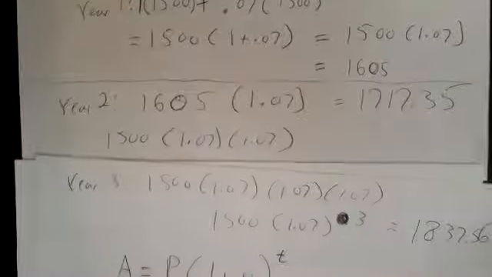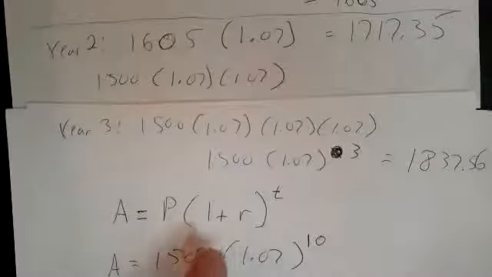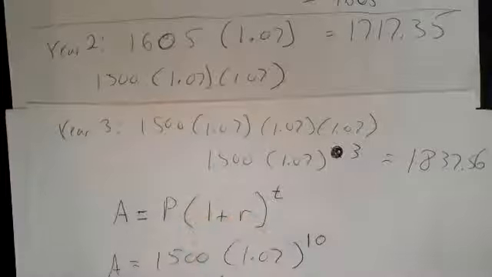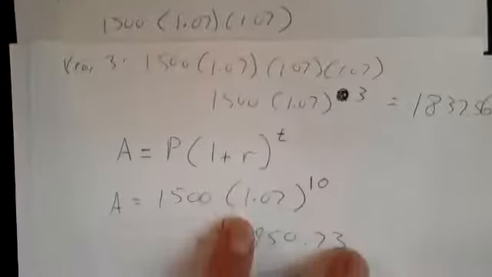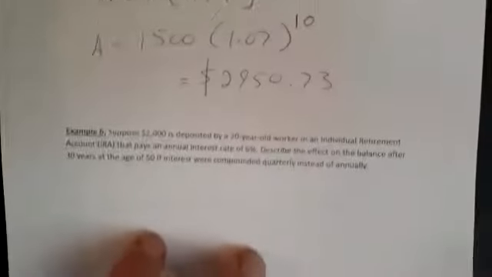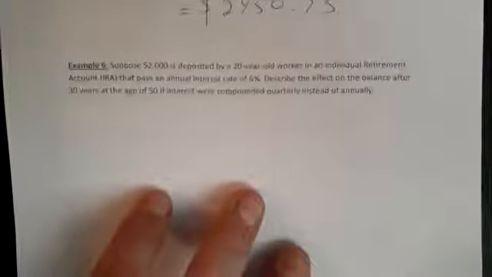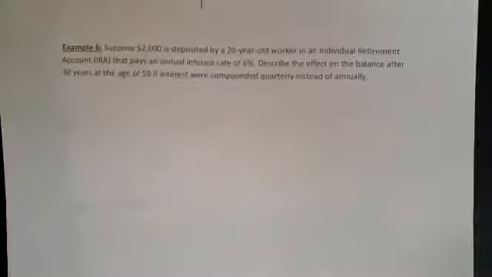So we're compounding once per year. Our formula should look something like this. Okay. So suppose $2,000 is deposited by a 20-year-old worker in an IRA that pays an annual interest of 6%. Describe the effect on the balance after 30 years at the age of 50 if the interest were compounded quarterly instead of annually. Okay. So the first thing we want to figure out is what would this be if it was compounded annually?